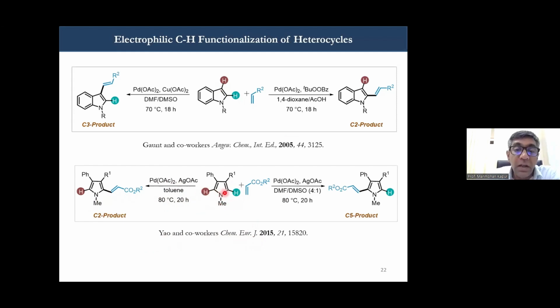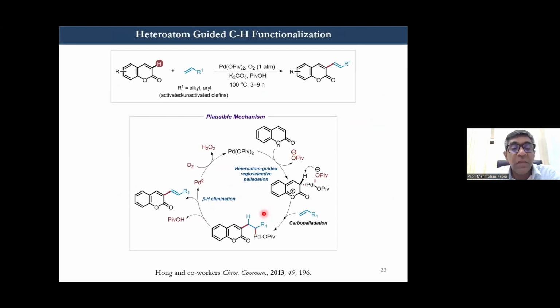Once again, there is no directing group in this. The N-methyl is not a directing group. It is not a Lewis basic directing group. Essentially, the functionalization is taking place because this is now an electron-rich aromatic, and it can undergo an SEAr type of metallation at either the C2 position or the C5 position. This particular work from Sung-Woo Hong and co-workers in 2013 gives essentially a dehydrogenative Heck or an oxidative Heck reaction at the C3 position of coumarins.